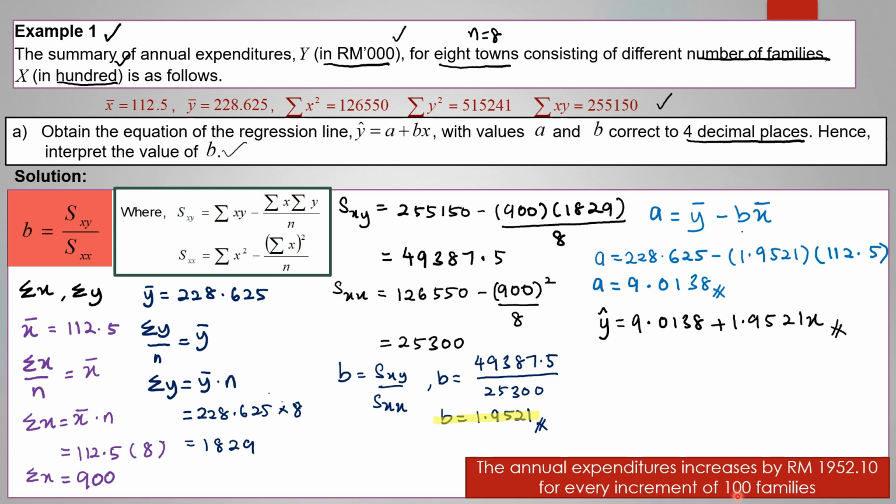Furthermore, for X variable, from the statement, the unit should be in 100. That's why in the interpretation of B, we need to put 100 families. So the interpretation for B is the annual expenditures increases by RM 1,952 ringgit and 10 cents for every increment of 100 families.